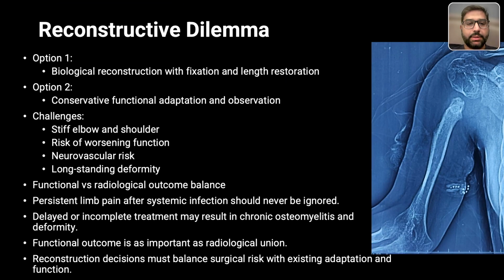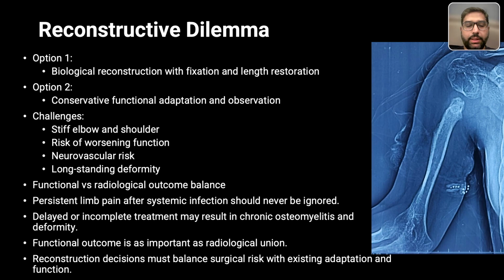So now we have two options. The first option is to reconstruct biologically with fixation and length restoration. The second option is to leave her as such and observe over time. The main challenges in decision making are that she has a stiff elbow joint and shoulder joint, and if we fuse the only site where there is more motion, it risks loss of function for the patient. So we have to balance the functional and radiological outcome.